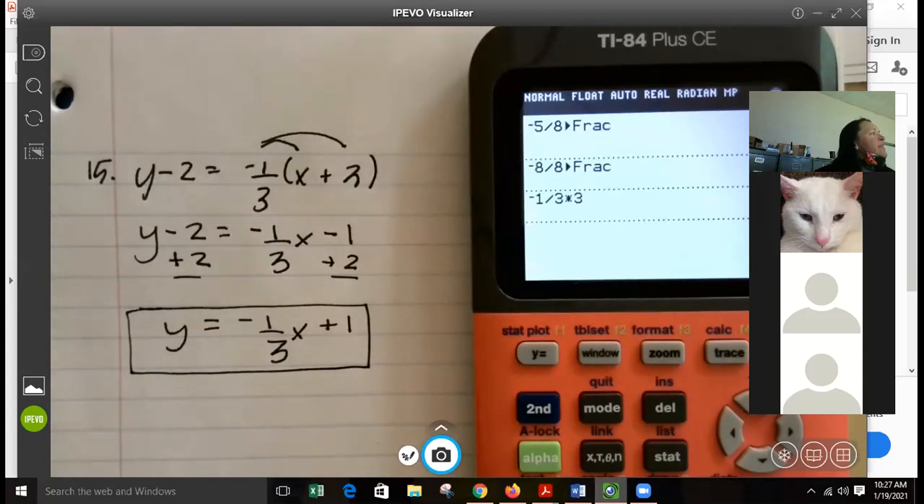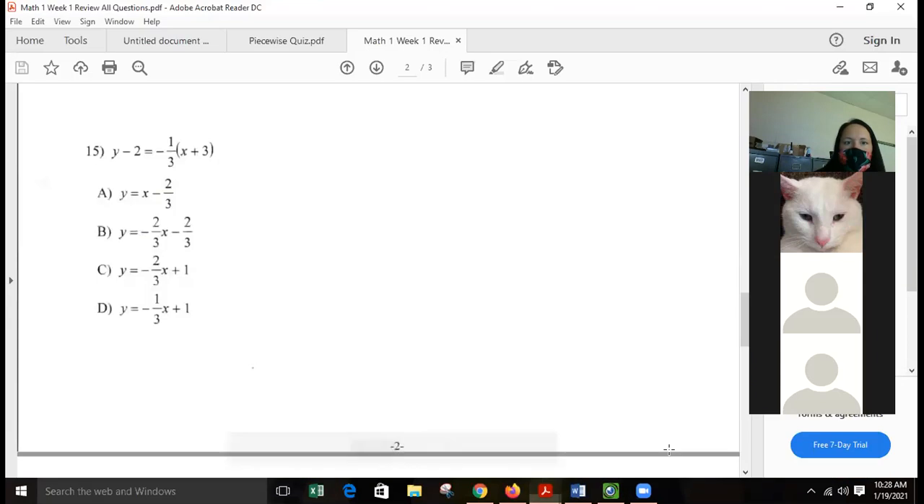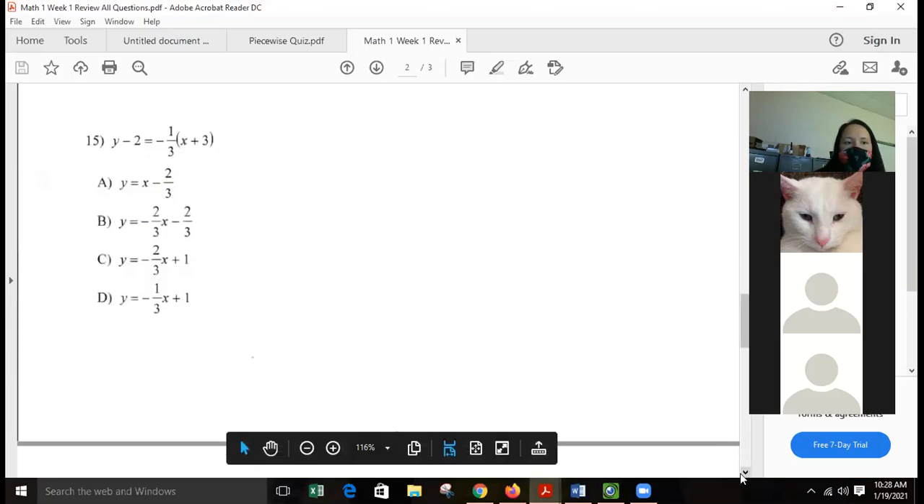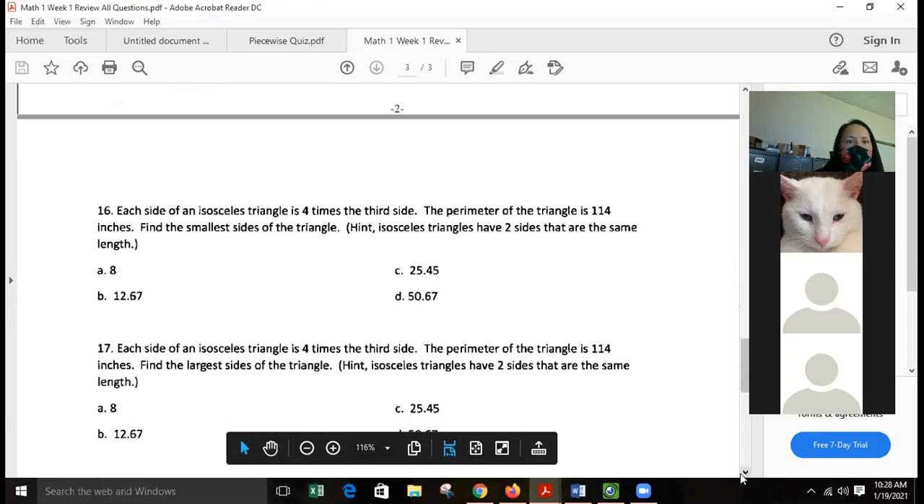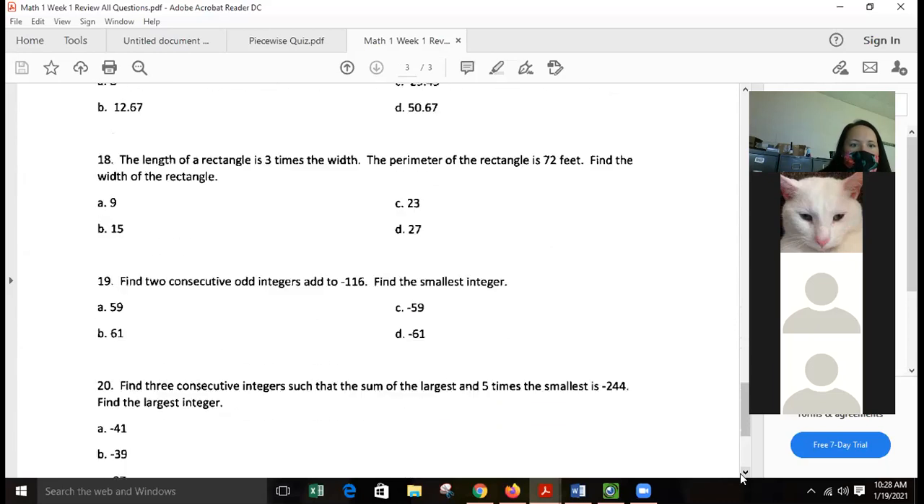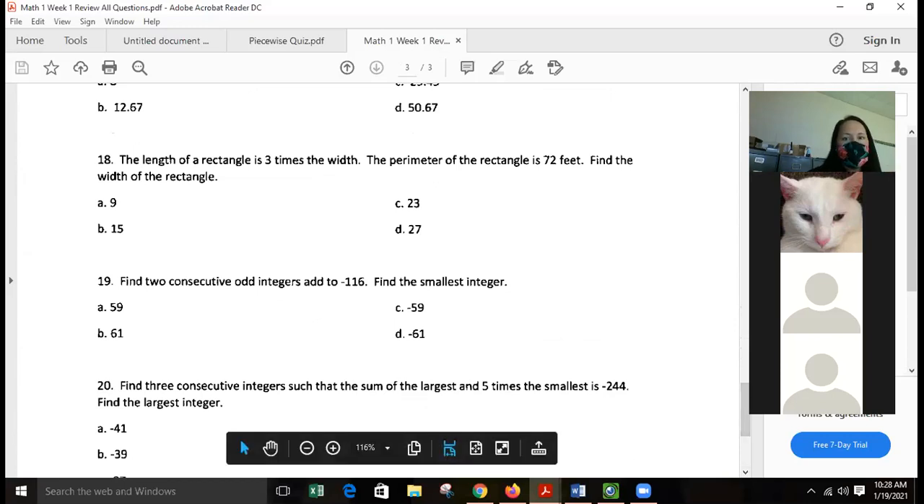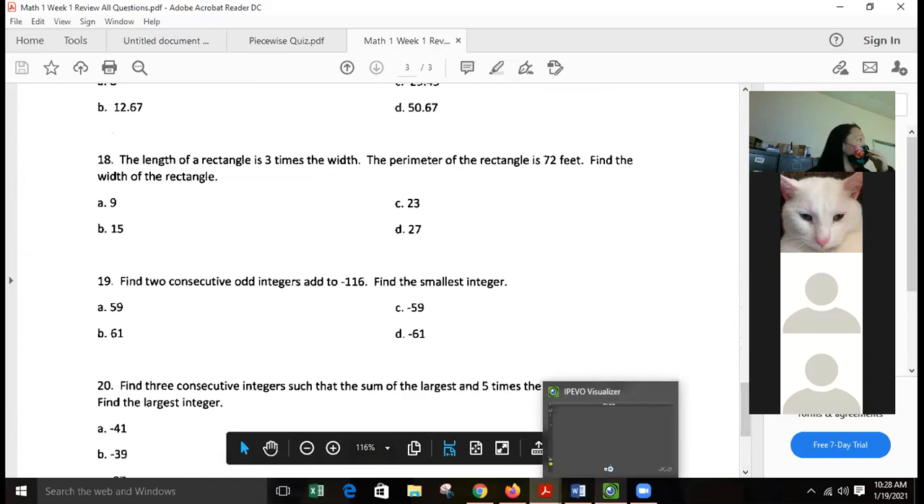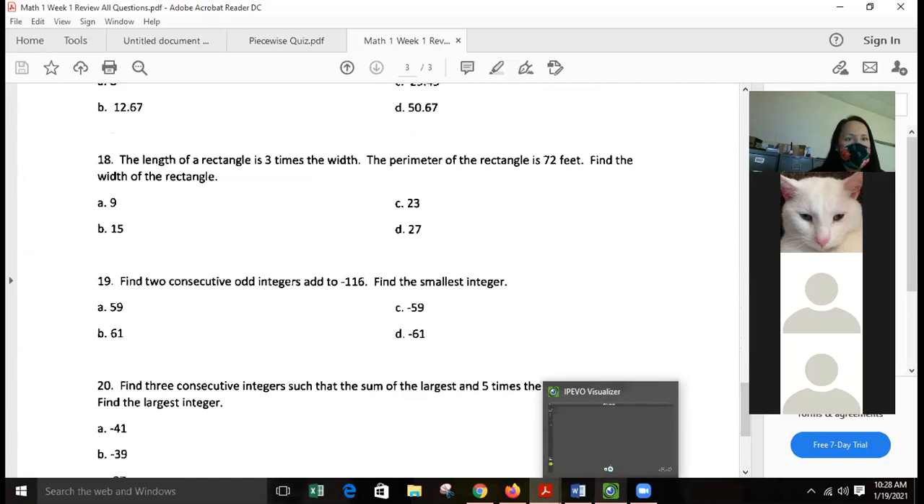After we solved for y, we did consecutive integers and perimeter. So remember, for consecutive integers, let's go to your quiz. Let's see if we have any consecutive integers. Yep, right there. Number 19 says 2 consecutive odd integers, and the other one says 3 consecutive even integers. So I'm going to set these up for you, but I'm not going to solve them, okay?